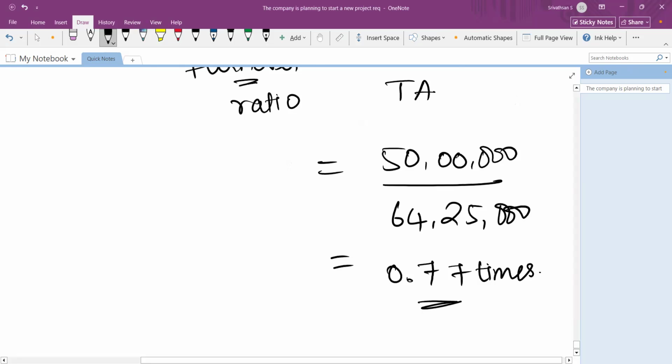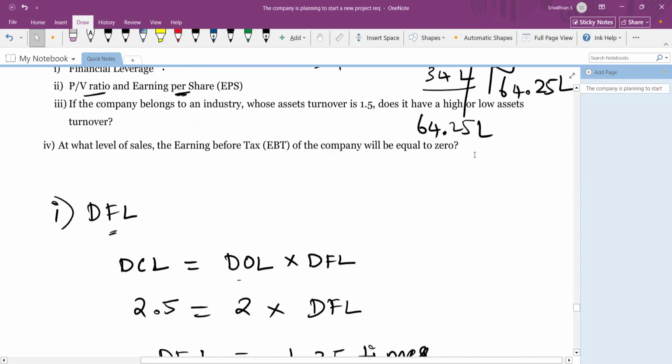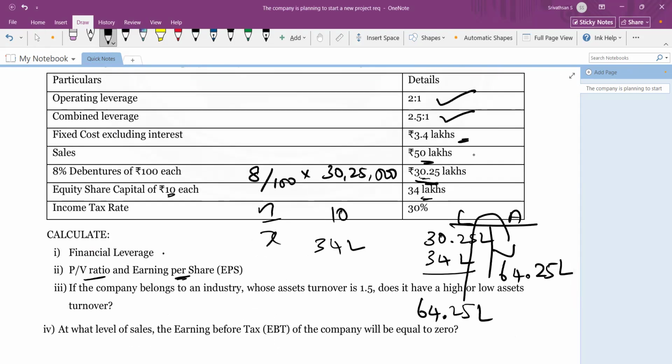I'm repeating it again. For every 1 rupee of investment made in the assets, the company is generating a sales revenue of only 0.77 rupees. Whereas other companies in the industry, for every 1 rupee invested in assets, are generating a sales of up to 1.5 rupees.